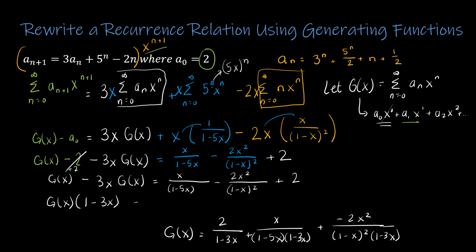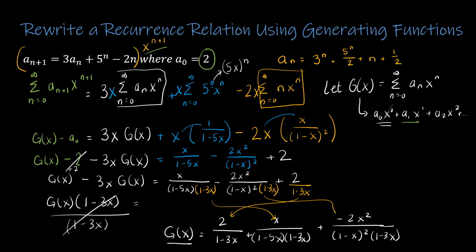Which means essentially, and I'm not going to recopy all of that, I'm going to take each side divided by 1 minus 3x, because on the left-hand side now, I'm just going to have g of x. And on the right-hand side, I have x over 1 minus 5x divided by 1 minus 3x. I have 2x squared divided by 1 minus x quantity squared, and then 1 minus 3x, and then I have 2 divided by 1 minus 3x. So you can see I have 1, 2, 3 terms.